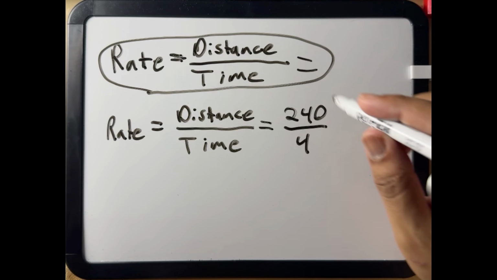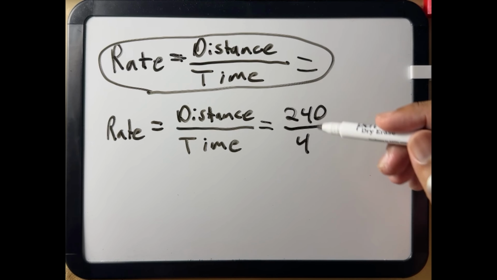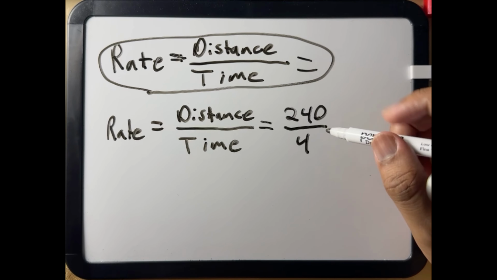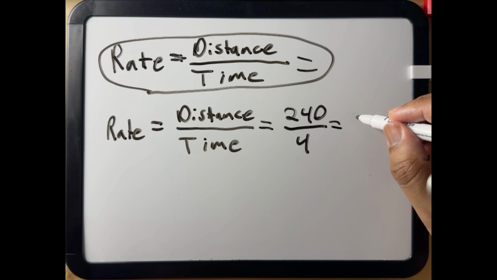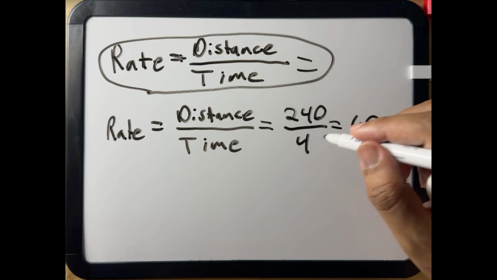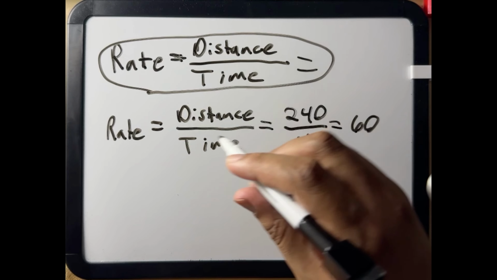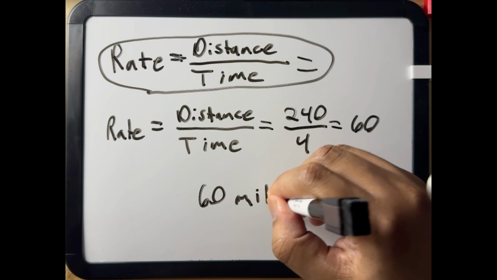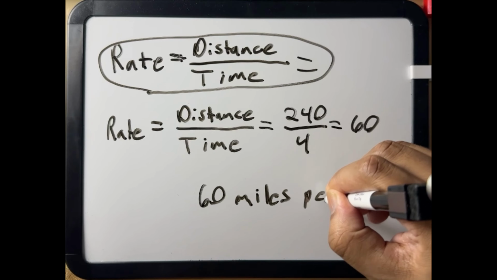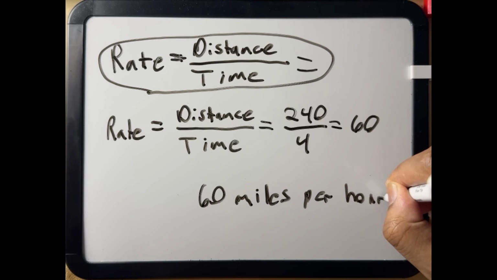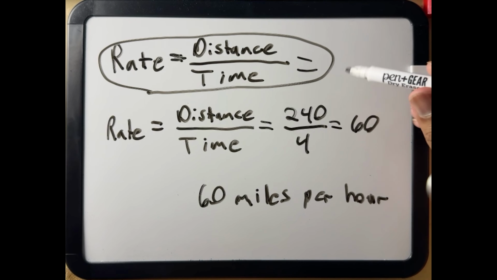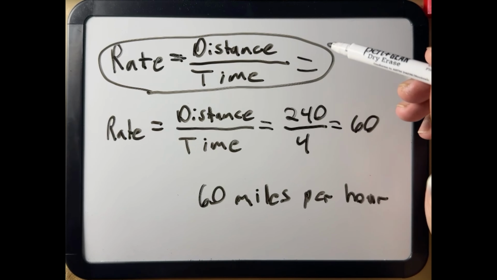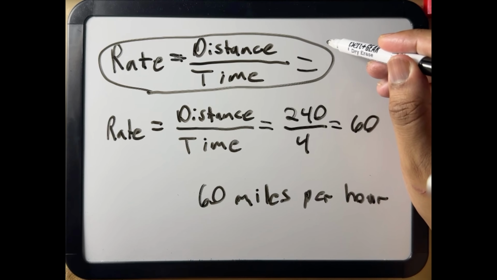So now to find the rate, we would simply simplify and divide, leaving us with 60. 240 divided by 4 is 60. So the car's speed is 60 miles per hour. Now we did a problem like this just to illustrate the formula that you must remember when coming across word problems like that. Make sure you remember this.